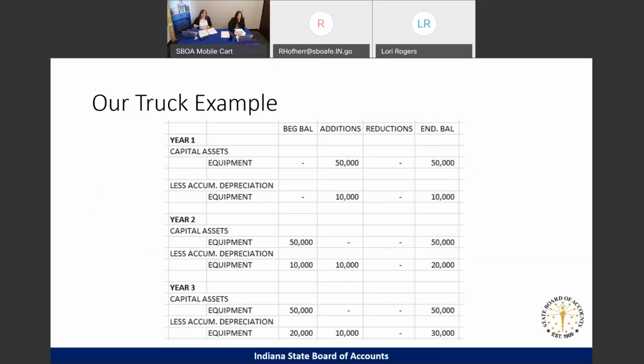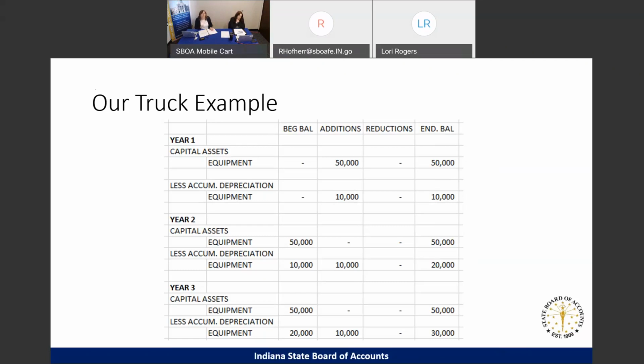So we'll go back to our truck example. We're just looking at the truck now. So in the first year, we were adding the purchase cost of the truck. So year one for the truck, which didn't exist before that, we started with a beginning balance of 0. We had our $50,000 acquisition cost. So our ending balance in equipment is $50,000. Okay. Our lesser accumulated depreciation, again, we didn't have anything, so 0, but we have $10,000 of depreciation if we bought it in the first part of the year. So our accumulated depreciation at year end for equipment is $10,000.